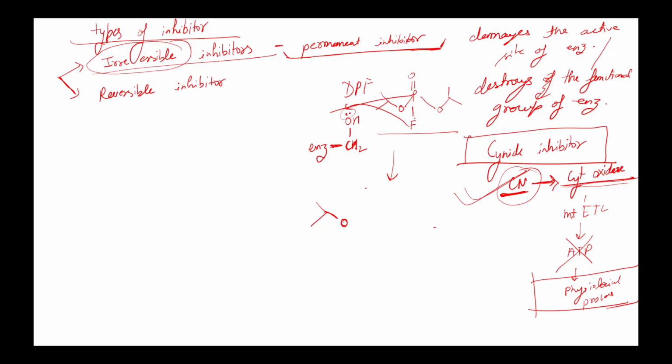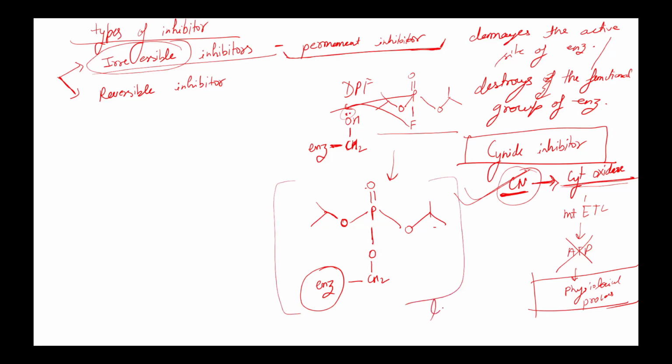So this inhibitor, with this fluorine, attacks on the enzyme and forms a covalent bond. It has formed a covalent bond now. And as you can see, because of the covalent bond formation, the functional group of this enzyme is lost, and it has lost its enzymatic activity. Okay, so this is also one of the examples of enzyme irreversible inhibitor.